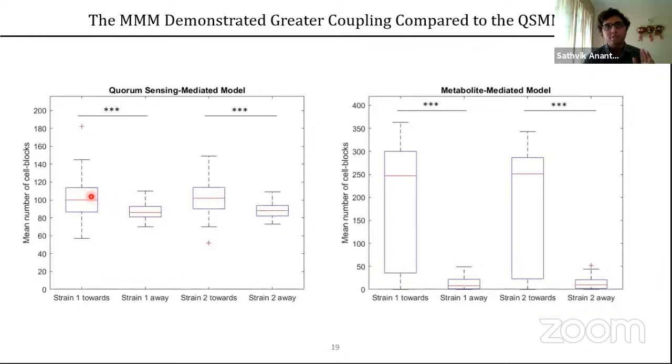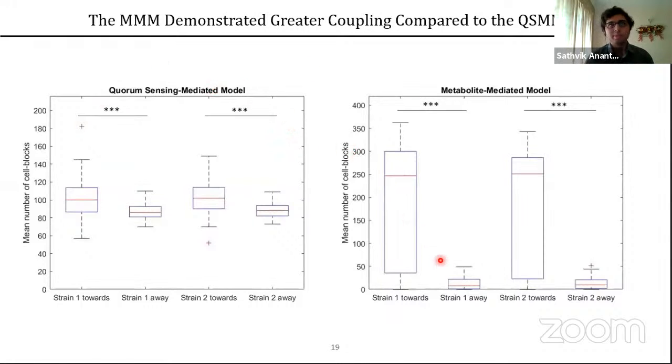And we wanted to compare the two models that were introduced at the beginning of this talk, which are the quorum sensing mediated model and the metabolite mediated model, which is why we performed preferential growth assays using two strains in both of these models. And you see that in case of both models, both strains more preferentially grow towards each other than away, which indicates that there is coupling present in both the QSMM and the MMM. However, it is very clear from these plots that there is much stronger coupling in case of the metabolite mediated model than in the case of the quorum sensing mediated model.